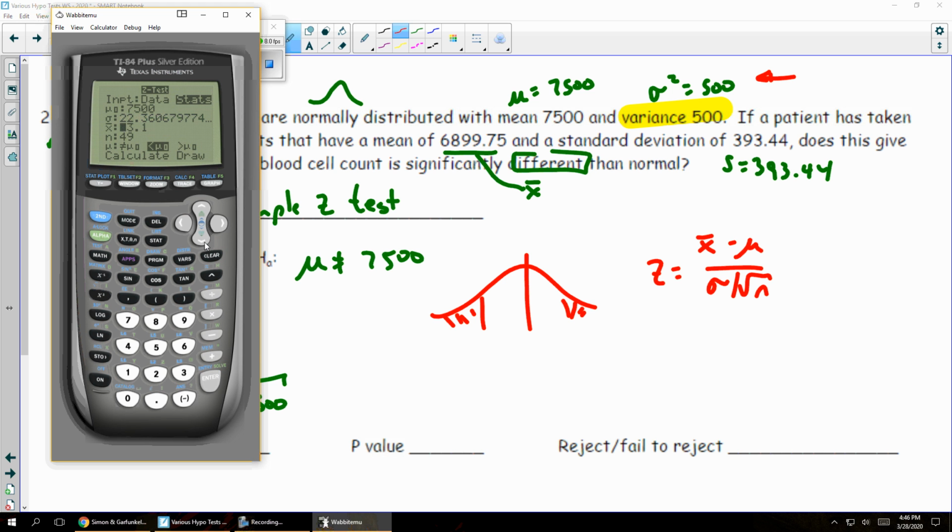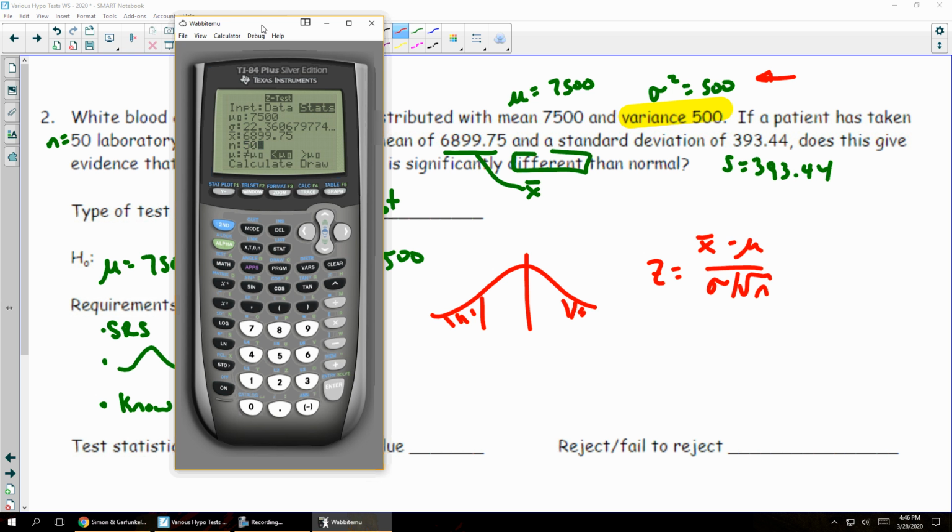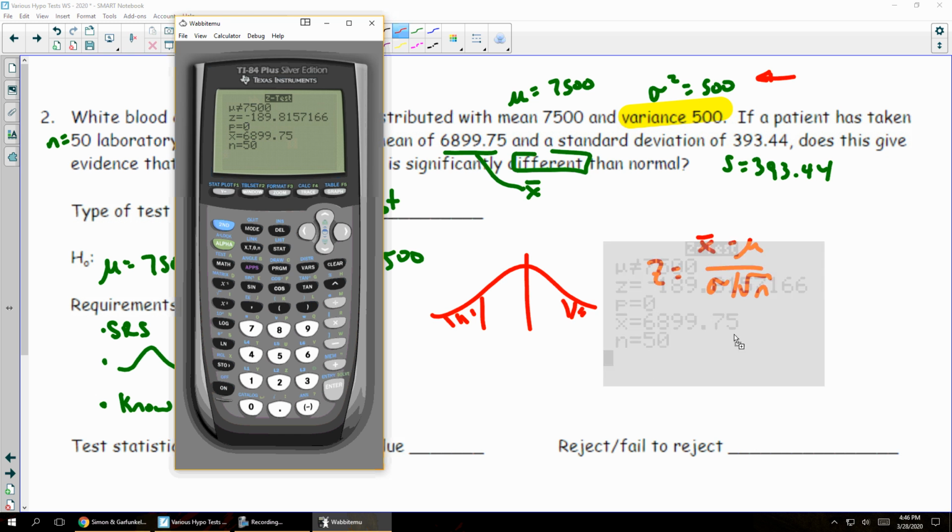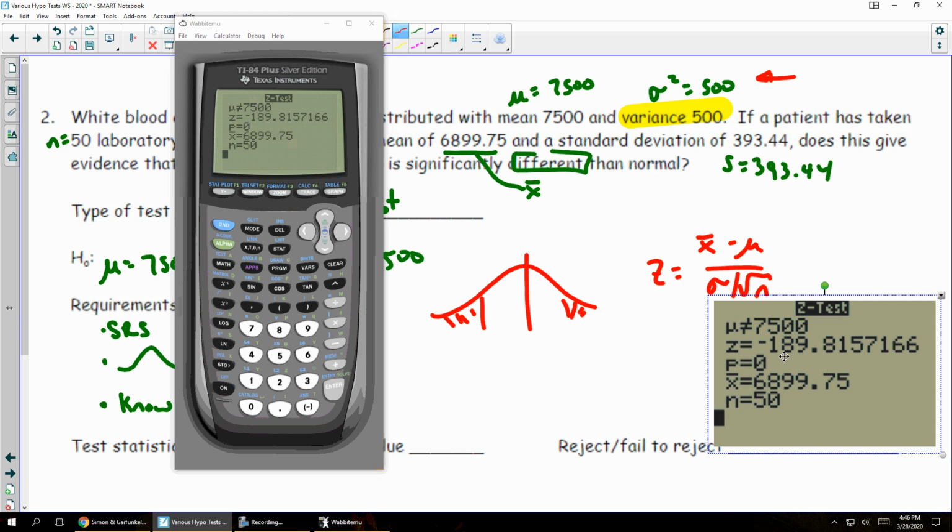So I could just write it just like that. X bar was 6899.75. I did a sample of 50 lab tests, and we want to know a two-sided test. Calculate, and I get a very, very small p-value because the z-test statistic is so tiny. My guess is that when the original person made this worksheet, they didn't intend to make one of them the variance and one of them the standard deviation, but they did. And so that's what we've got right here.